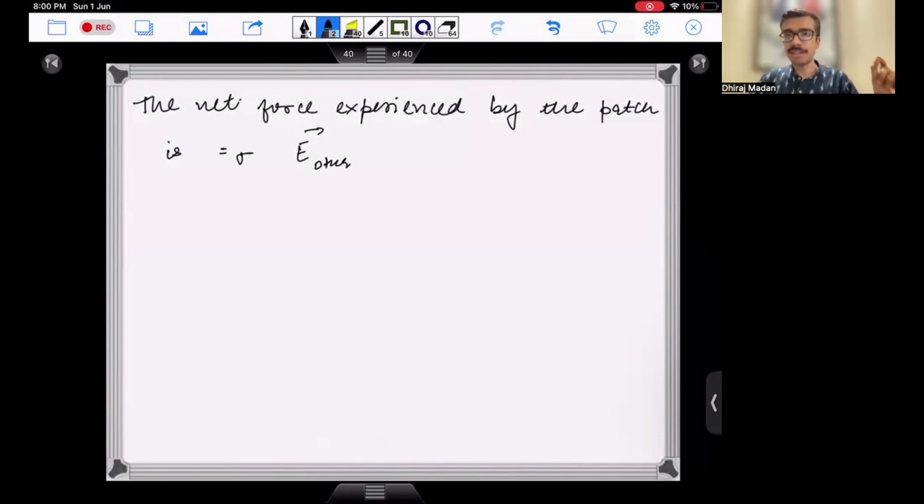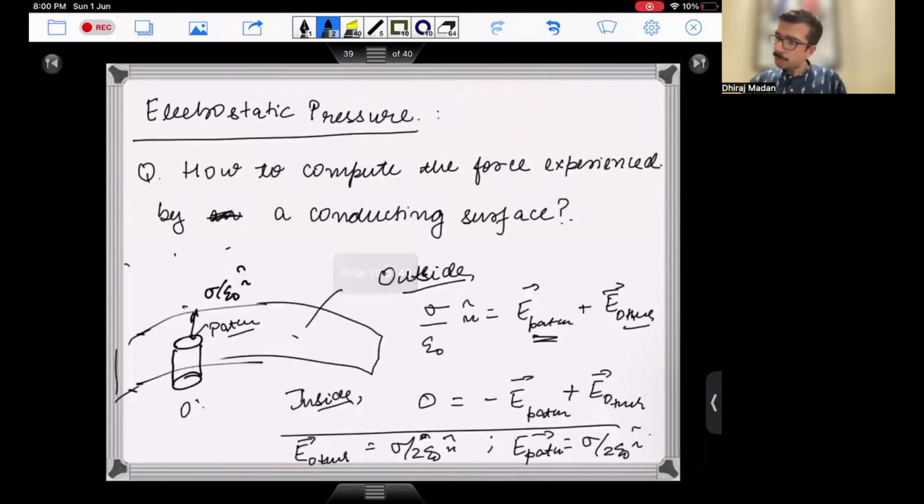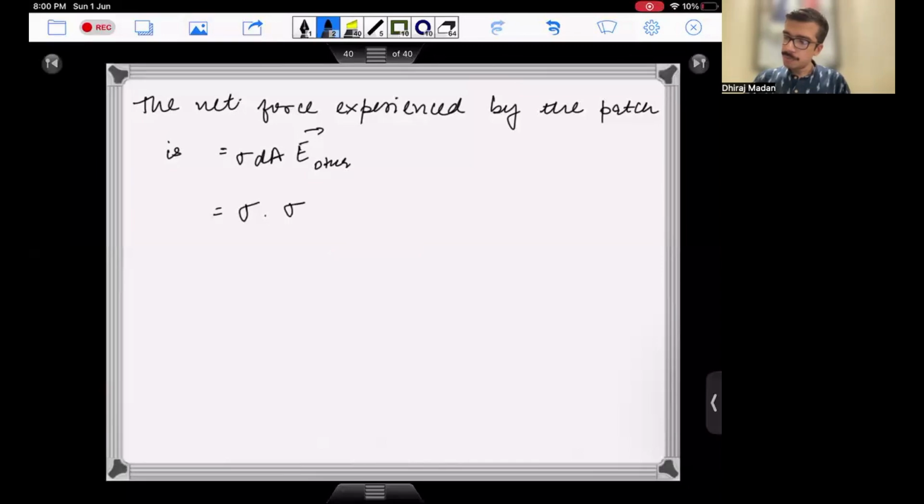So sigma is the charge density. Sigma dA is the charge. So the net force is sigma dA times E other. Okay. Now how much is this? So E other is going to be sigma over 2 epsilon naught n cap, times sigma dA, right? So which is sigma square over 2 epsilon naught dA n cap.